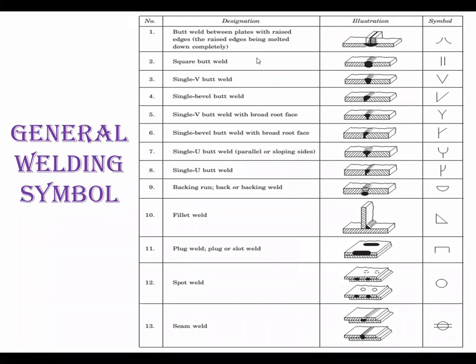So you have to remember all these symbols, as it is very important for practical purposes and also from the exam point of view. Single V butt weld, then single U butt weld. For U butt weld, this type of symbol is used. The upper portion is like the letter U, and for V butt weld, the upper symbol is like V.